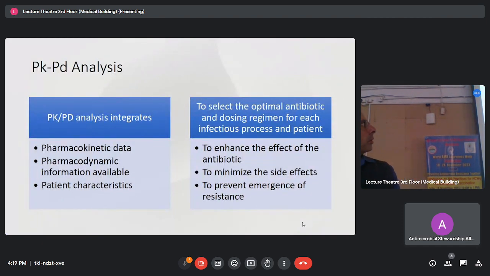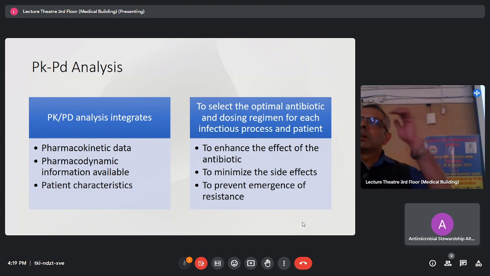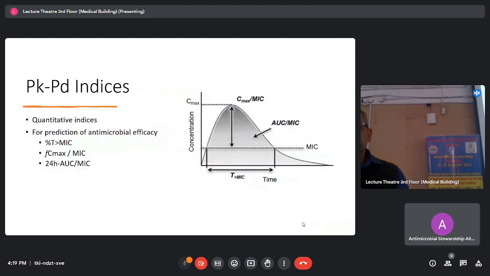Now, what is PKPD analysis for antibacterial? We have pharmacokinetic data. Okay. Then we have pharmacodynamic information which is available, and the patient characteristics. So these are what PKPD analysis integrates. The reason for this analysis is to enhance the effect of antibiotics. That is the only aim of PKPD analysis, and to prevent emergence of resistance. So these are the aims. Okay.